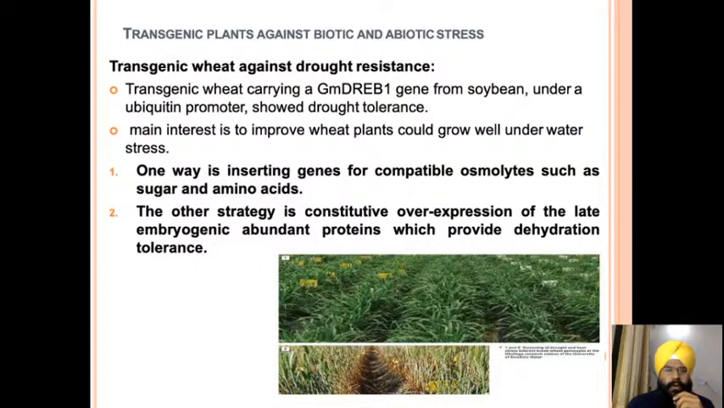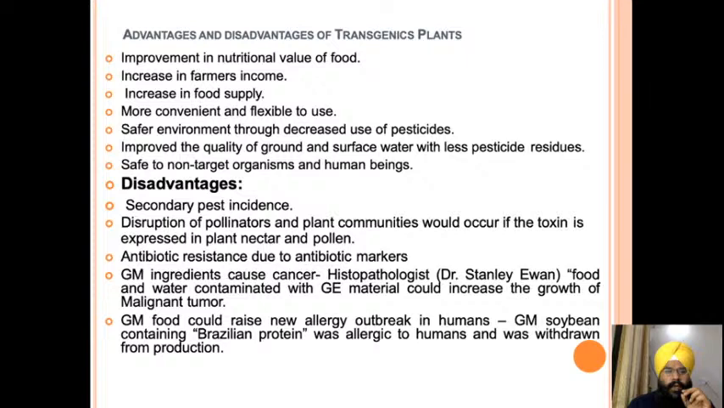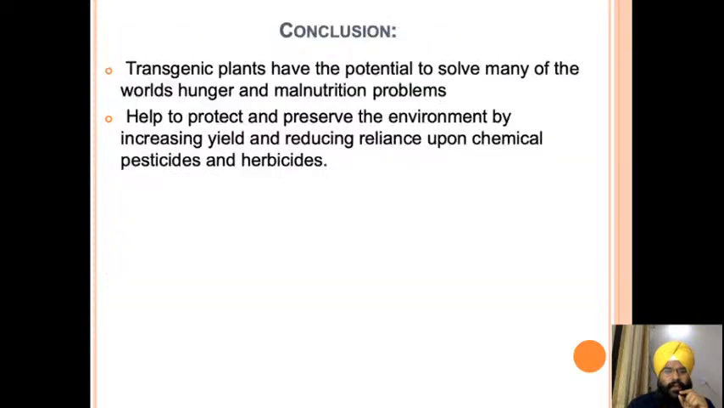And also transgenic plants are grown against biotic and abiotic stresses. We have discussed them a couple of times in our previous lectures. Like wheat carrying the GmDREB gene from soybean under the ubiquitin promoter should show drought tolerance. One way is inserting genes for compatible osmolytes such as sugars and amino acids, or you can use constitutive overexpression of the late embryogenesis proteins, which protect against dehydration. So these are the various advantages and disadvantages of transgenic plants.